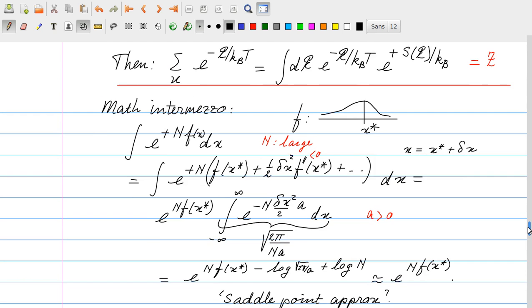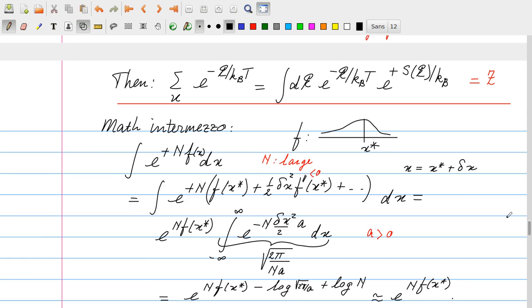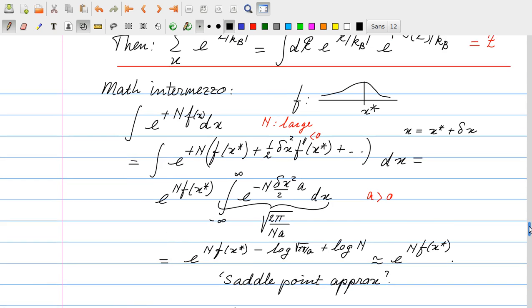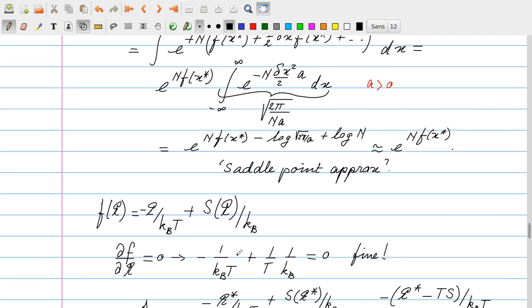Now what does this have to do with my partition function? Well, both the E and the S, they are large because we are looking at thermodynamic systems, and E and S are extensive variables, so they scale with the system size. So it makes sense to approximate this integral using this saddle point approximation, and that means that we have to evaluate this integral at the maximum of the exponent. And the exponent is minus E over kBT plus S over kB. So there it is, minus E over kBT plus S over kB. That's my function f, which I have to evaluate.